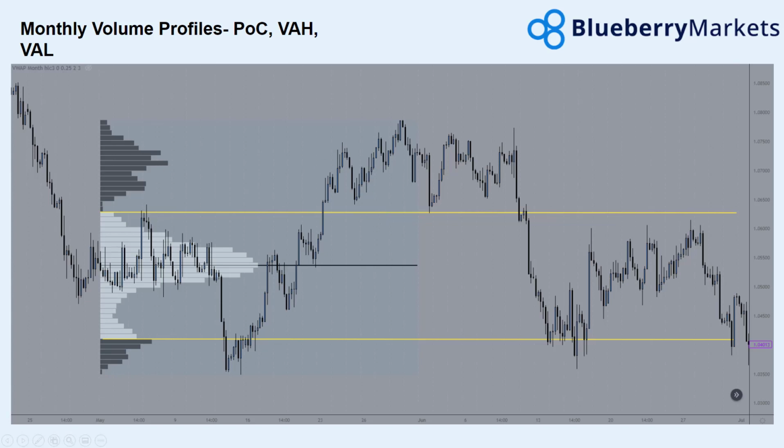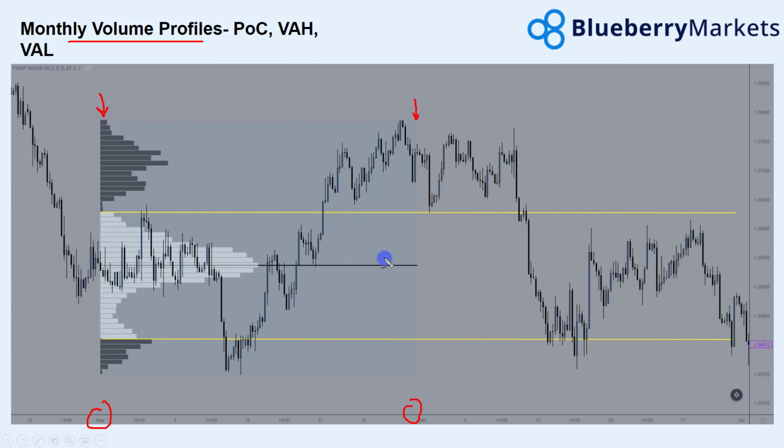So the first one you could do is a monthly volume profile. All you do to do this is select the fixed range volume profile tool, and drag it from the start of the month to the end of the month. And you'll get a volume profile for that period of time.